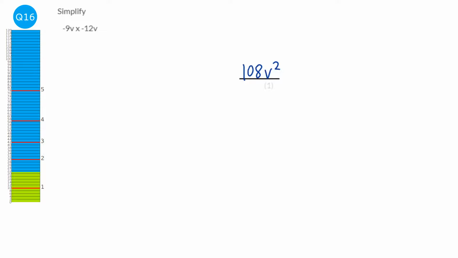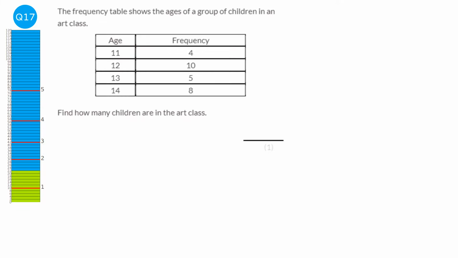So how a frequency table works is the frequency tells you how many are in each group. So we've got 11-year-olds here, and the frequency says there are 4 11-year-olds. There are 10 12-year-olds, 5 13-year-olds, and 8 14-year-olds. So to find out how many there are altogether, we're just going to do the 4 plus the 10 plus the 5 plus the 8, and that will equal 27. So there are 27 children altogether.